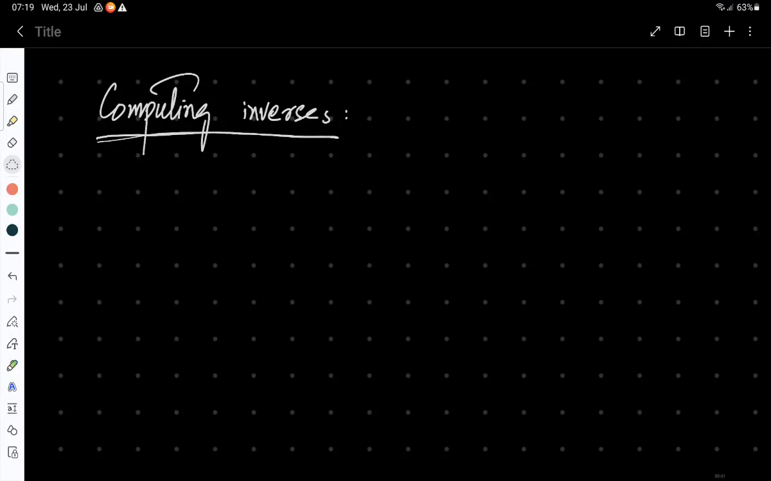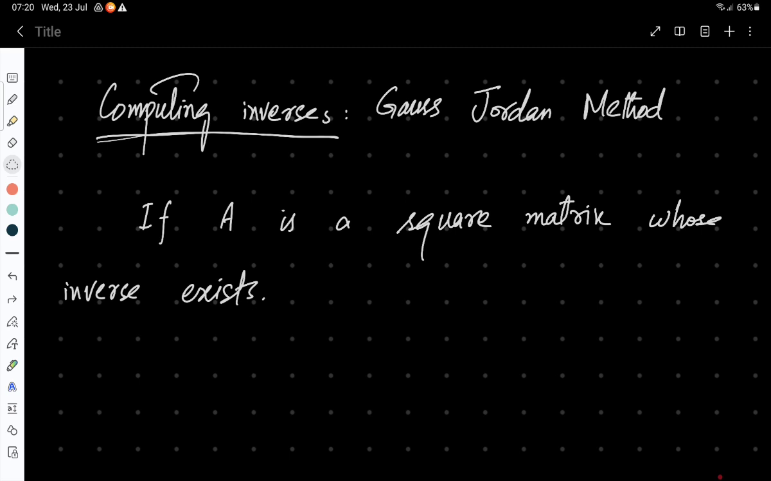Okay, now we will study how to compute the inverse of a matrix. So the very first method is called the Gauss-Jordan method. Suppose that we have a matrix A, which is a square matrix and whose inverse exists. Since I told you that there are some matrices whose inverse exists and there are some matrices whose inverse doesn't exist. The matrices whose inverse exists are called non-singular, and those matrices whose inverse do not exist are called singular matrices.